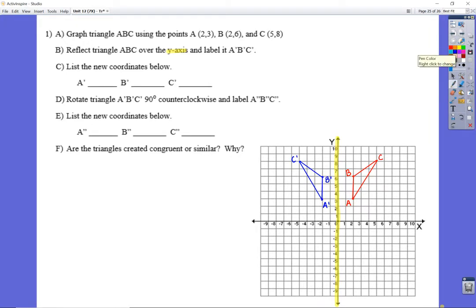Part C says to list the new coordinates. A prime is the coordinate (-2, 3). B prime has the coordinate (-2, 6). And C prime has the coordinate (-5, 8).